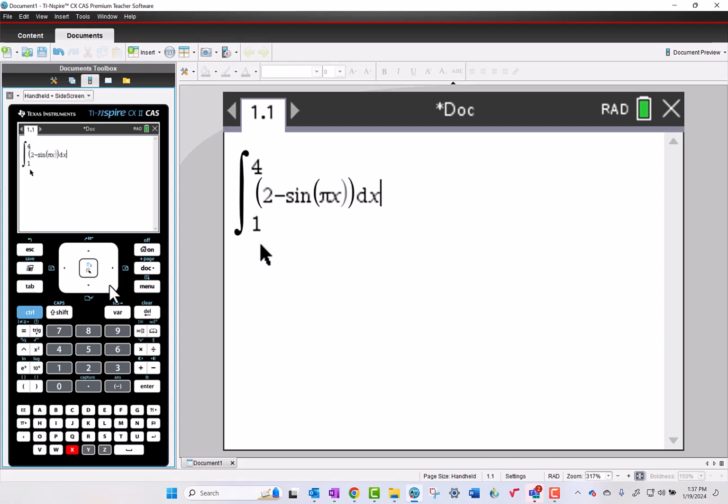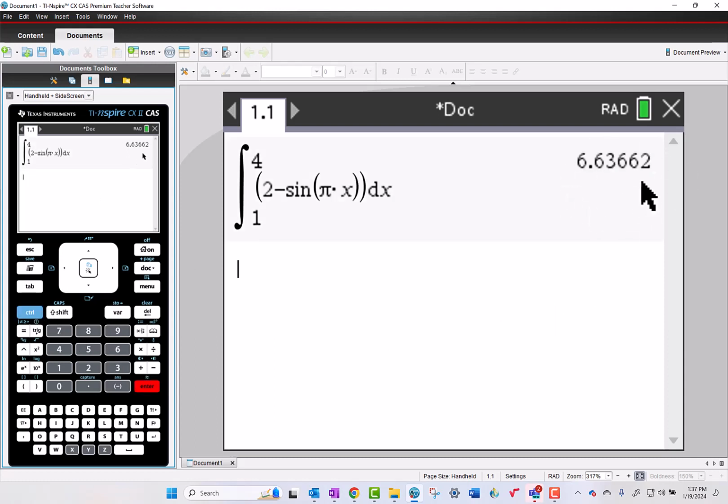Now, if you just hit enter, it's going to give you just a weird exact answer. Please don't do that. Please hit control enter. We want a decimal approximation. We don't want the real thing. So here's my decimal approximation. I have my calculator set at 5 decimal places. So 6.63662. If that's not enough decimal places for you, you could grab it and hit enter and see how it's all there. It gives you as many as you would want.